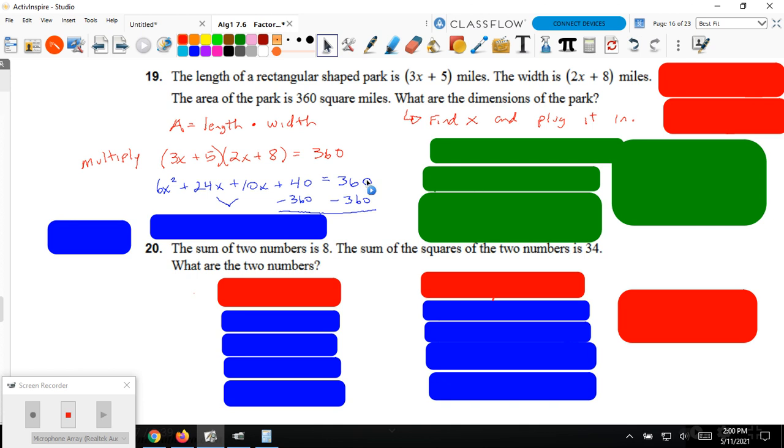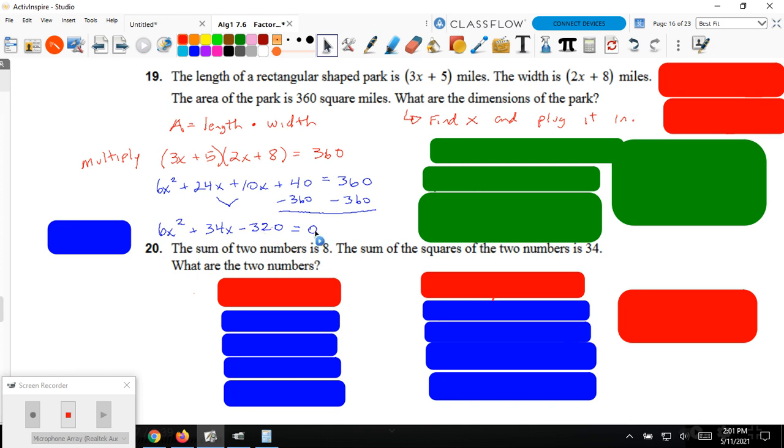And I'm going to clean this up here. I'm going to set it equal to 0, so I'm going to subtract 360 from both sides. I'm going to combine 40 minus the 360, and combine our two x terms here in the middle. So I'm going to start with 6x squared, and then 34x from those two combined. And if I take 360 away from 40, that's a negative 320 equal to 0.